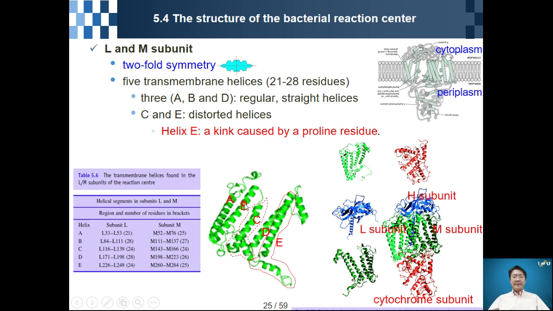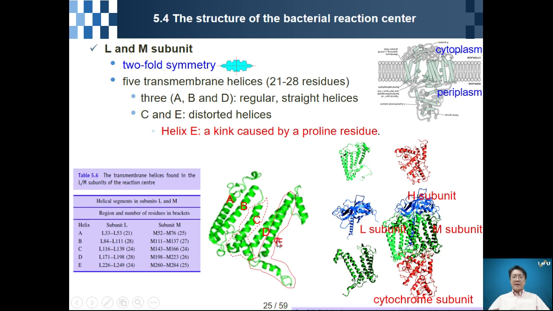Usually three helices, for example A, B, and D, are regular and straight helices. However, C and E are distorted helices.